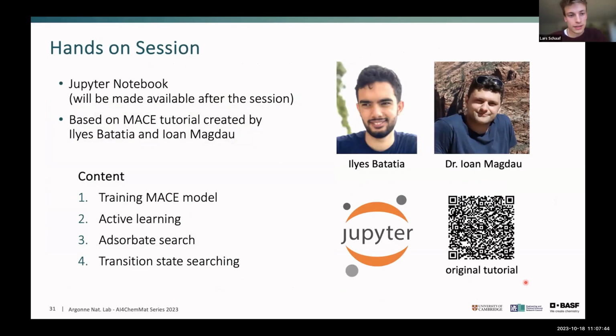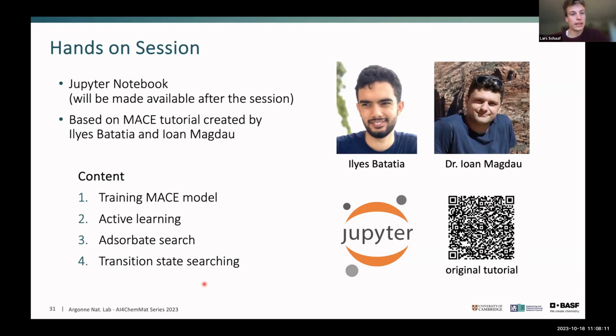Just to give some credit, this tutorial is based massively on the tutorial created by Elias and Yuan Magdo. They created this for a different system, but I basically adopted their thing. And if you want to look at their tutorial, it's already out. So you can scan this QR code if you want to follow along, or basically just see what it looks like.